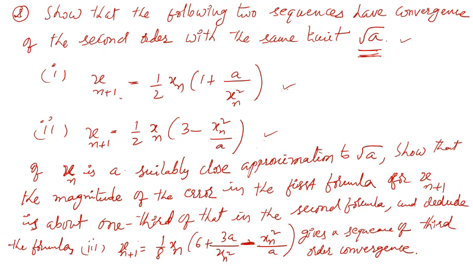These two formulae, first case and second case. Then I have to prove that the magnitude of the error in the first formula, that means epsilon n plus 1, is one third of the error of the second formula. And from these two expressions derive this third expression and prove that it is third order convergence. This is the total problem. So first I have to prove that the first two schemes are second order convergence.